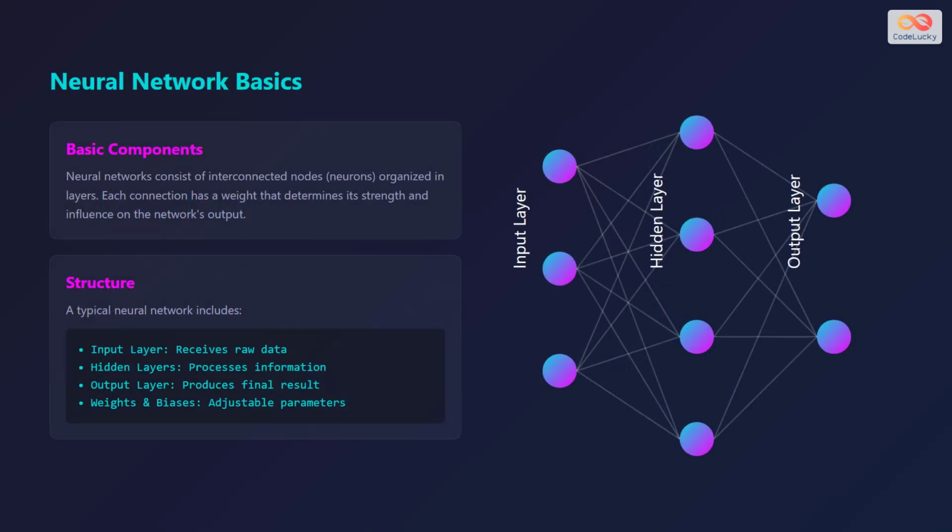Let's begin with the basics of neural networks. Neural networks consist of interconnected nodes, also known as neurons, organized in layers. These connections between neurons have weights that determine the strength and influence of each connection on the network's output. A typical neural network includes an input layer, which receives raw data, hidden layers which process the information, and an output layer, which produces the final result. Additionally, weights and biases are adjustable parameters that the network learns during training.